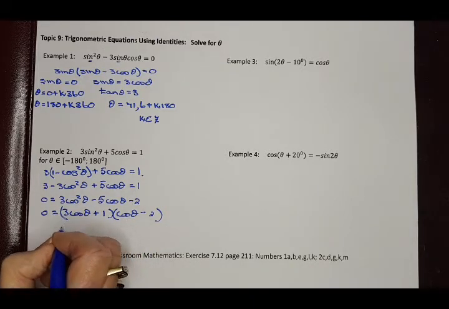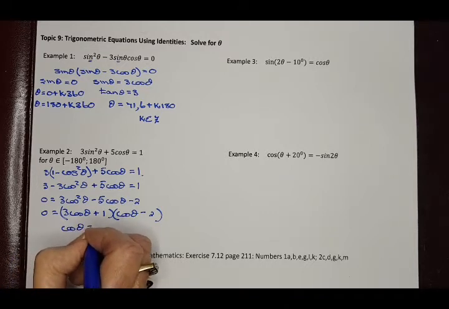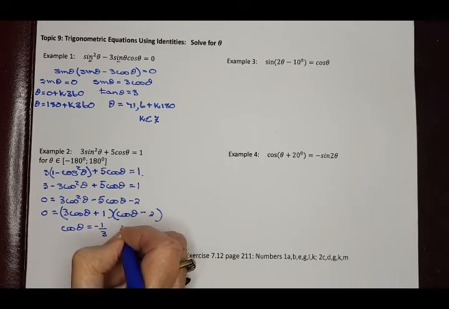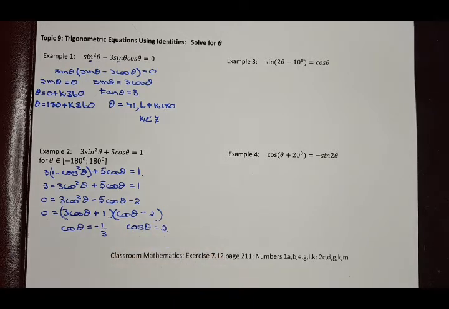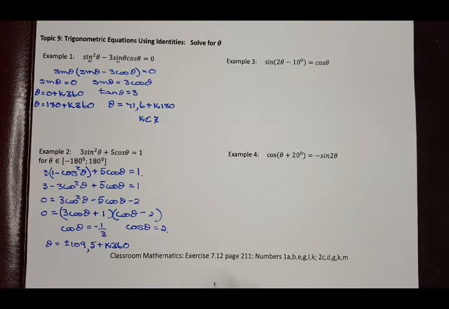Each factor in turn is 0. So here cos theta will equal minus 1/3. Here cos theta will equal 2. When I work out arc cos of minus 1 divided by 3, my answer becomes plus minus 109,5 plus k360. And on this side, if you try and work out arc cos of 2, remember, you're going to get no solution.